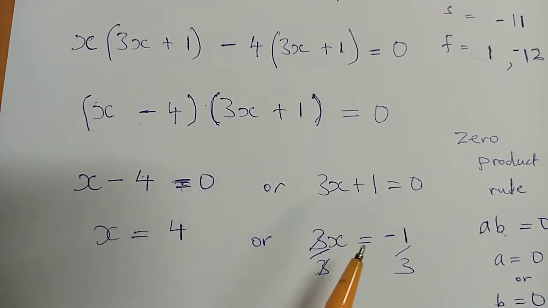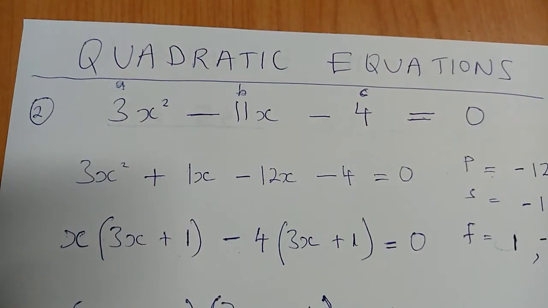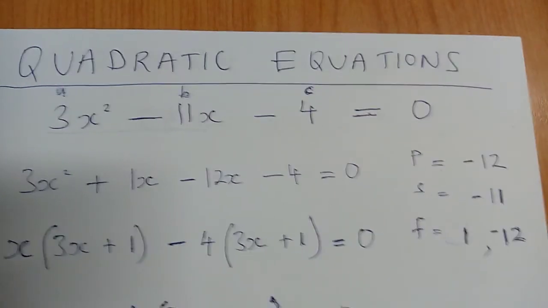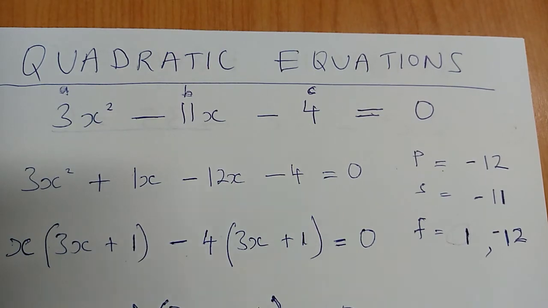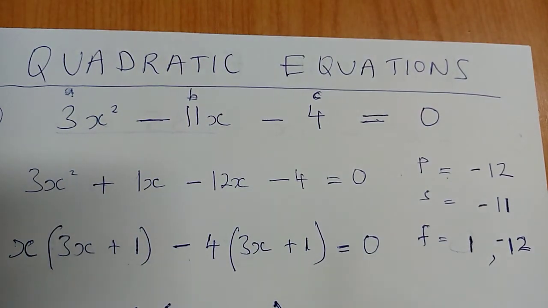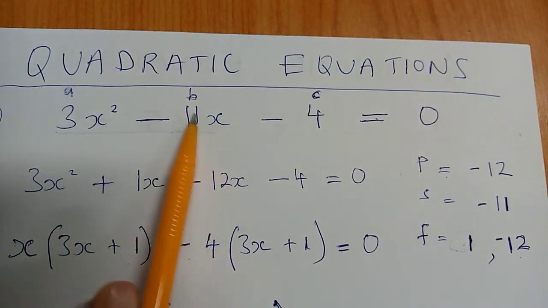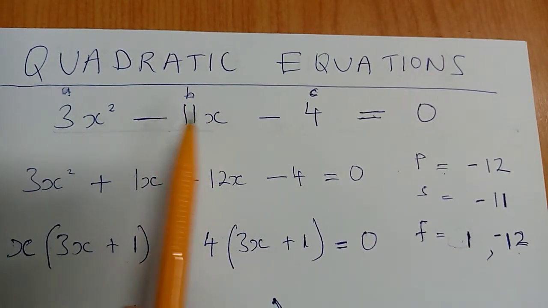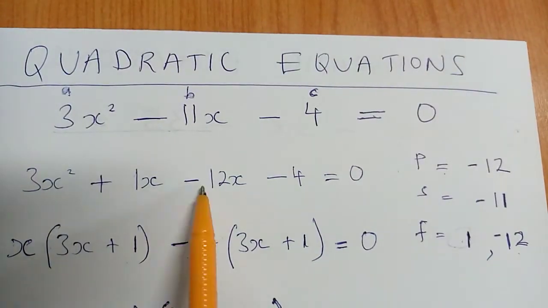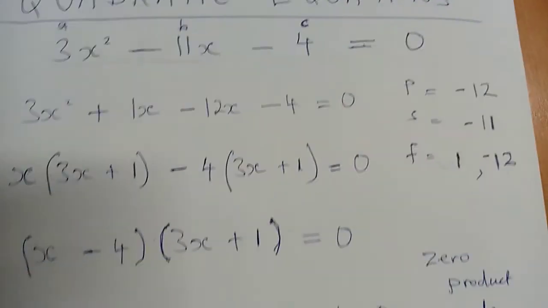That is how you solve a quadratic equation using the factorization method. What important step should we consider? The most important step is finding factors that allow us to divide this central term into two parts. Once you divide it into two parts, you can factorize easily.